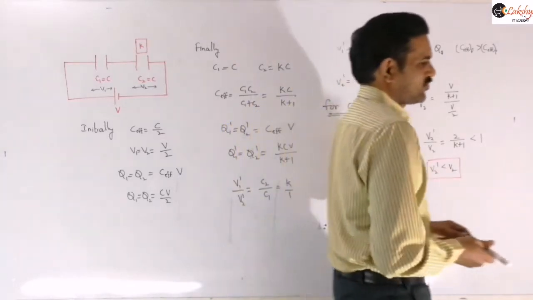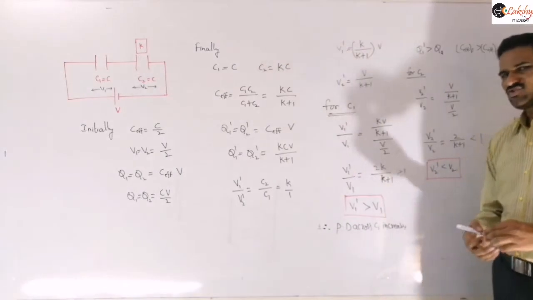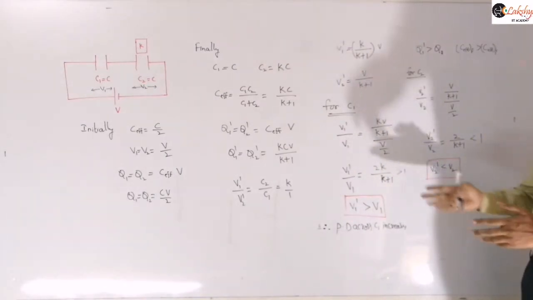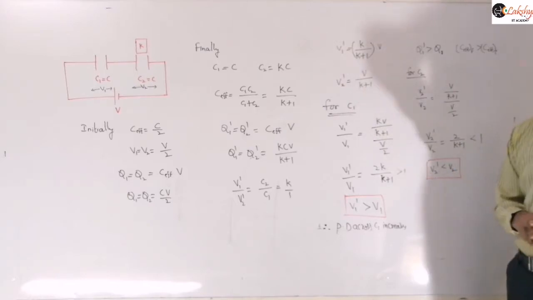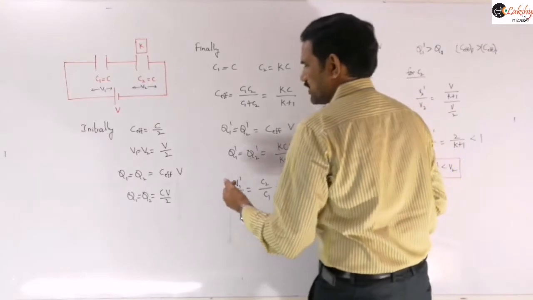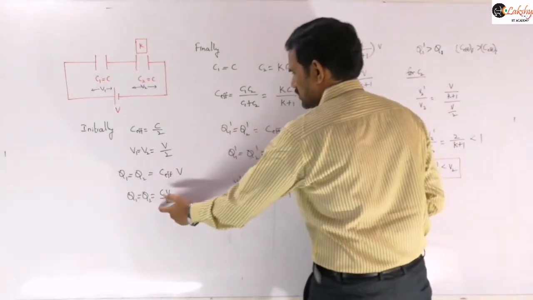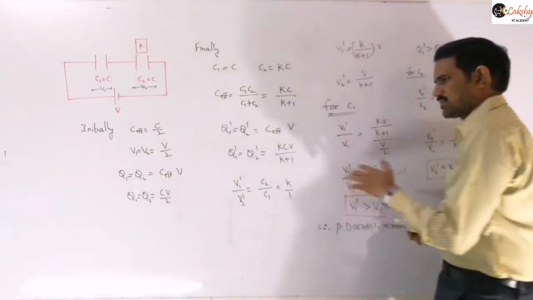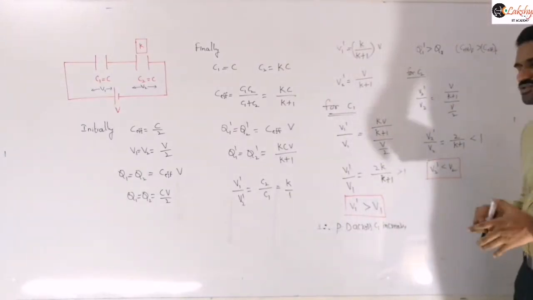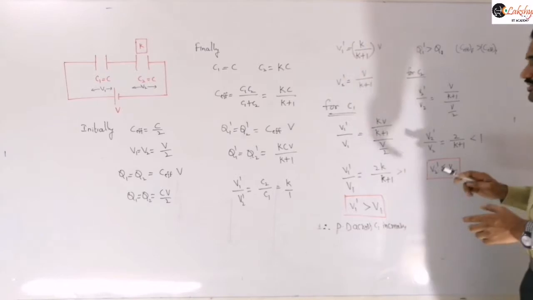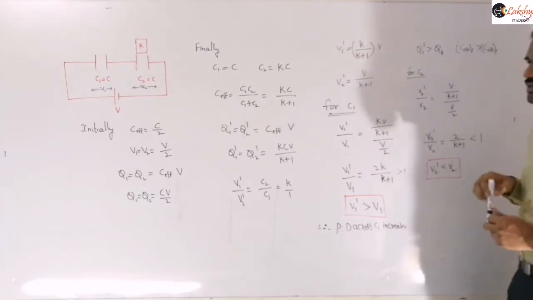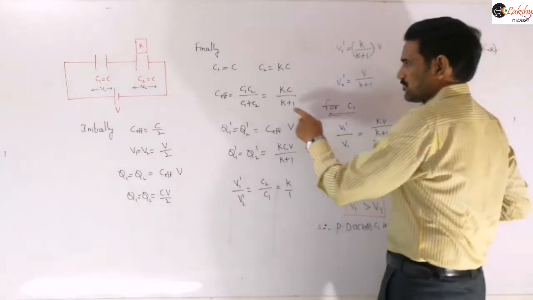Even if they ask about the ratio of their charge, you will get the same charge ratio, because Q is equal to, or otherwise V is equal to Q by C, you can write. Otherwise you may take this initial charge and final charge you already mentioned there, that ratio you may consider. Then you will get that the final charge will be greater than the initial charge, because I already mentioned that the final effective capacitance will be greater than the initial effective capacitance.